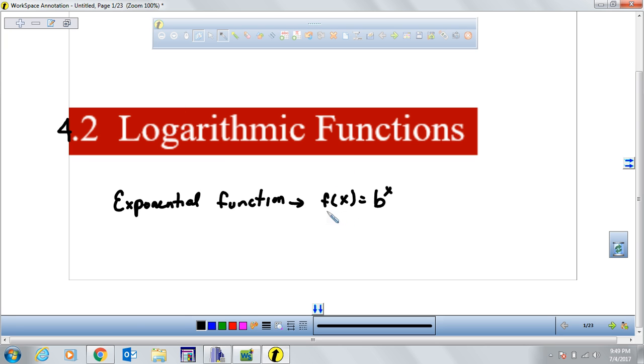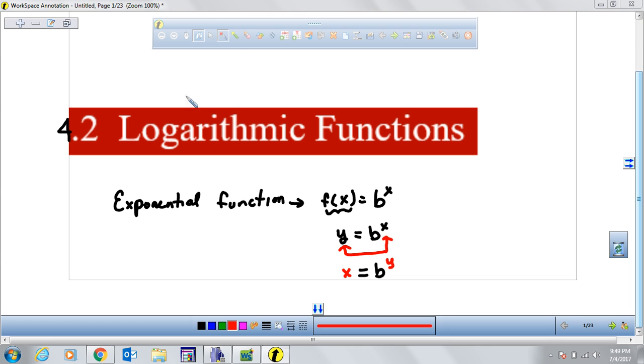Now, how do we get the inverse of a function? So we're going to go through the procedure again. Which is y equals b to the x power. To get the inverse of the function, what we need to do is interchange the x and the y values. So that's going to give us x is equal to b raised to the y power.